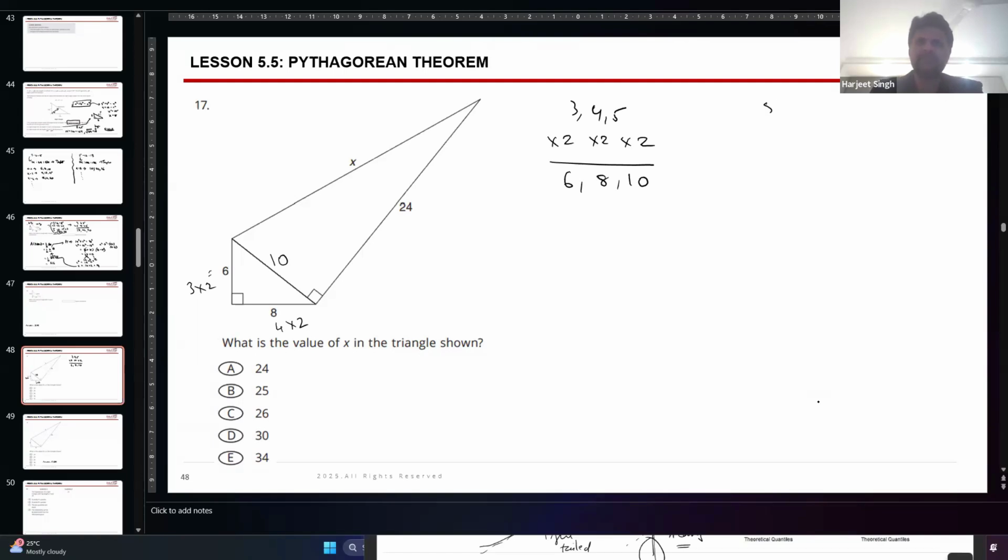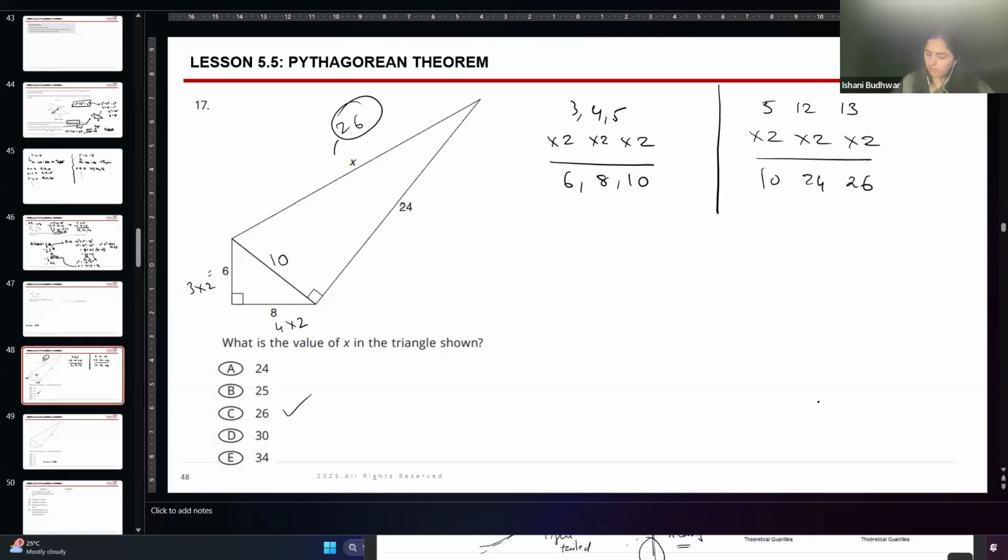Then another triplet is 5, 12, 13, which we have learned. If we multiply by 2, we get 10, 24, 26, which means x will be 26. So I've not even used Pythagoras theorem. I've just used the knowledge of multiples, which is why I've taught you multiples. Good, right? It saves a lot of time.